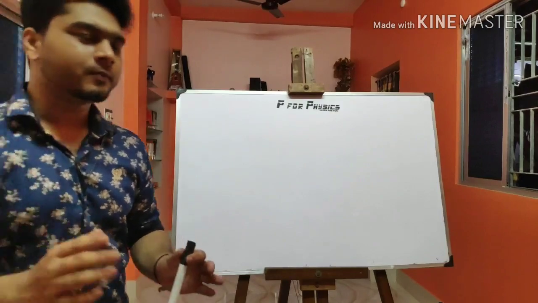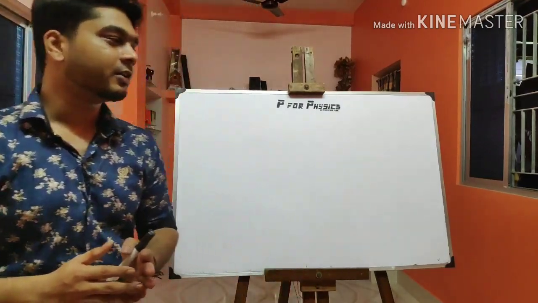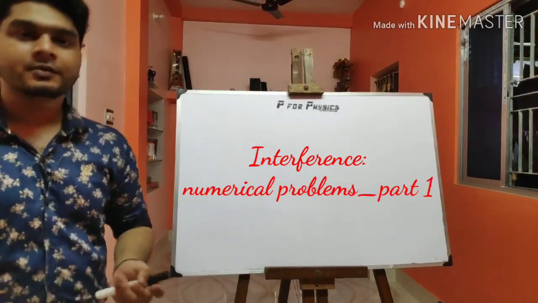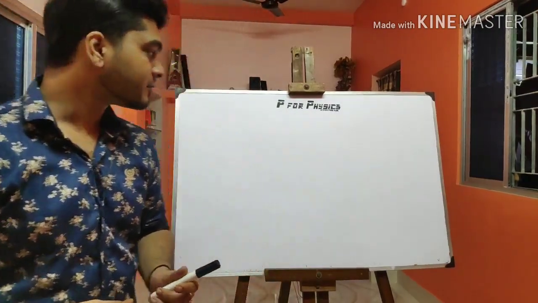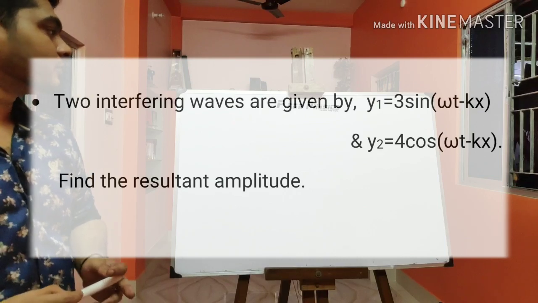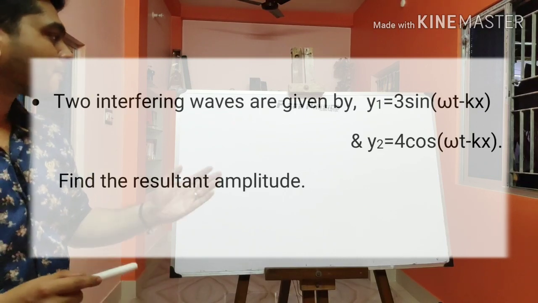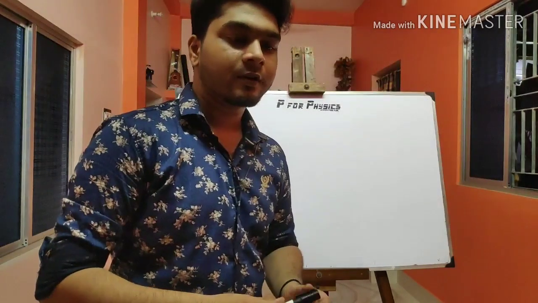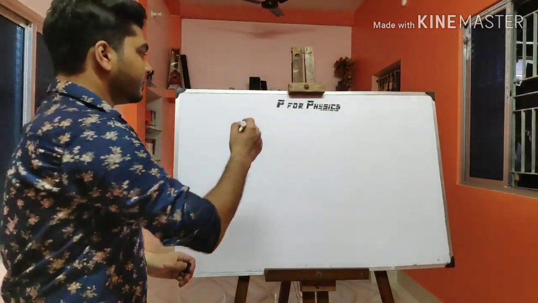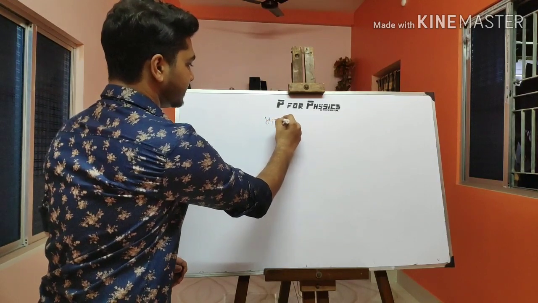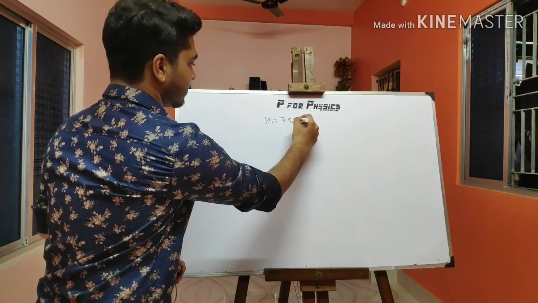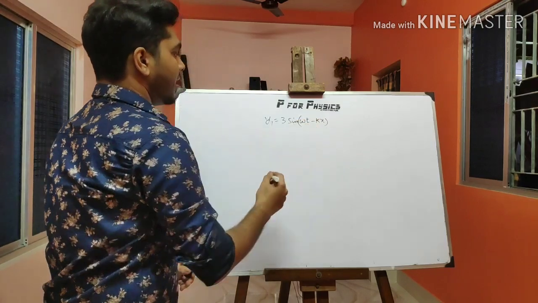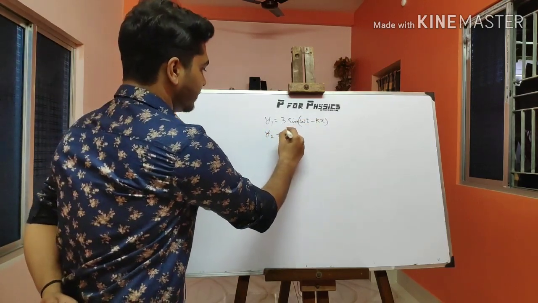Today we are going to do some very easy, basic and interesting numerical problems on interference. So let's start. Let's look at the first question, and please pause and write it down. Let's do it now. So what does the question say? The first wave is given by, and the second one is this.